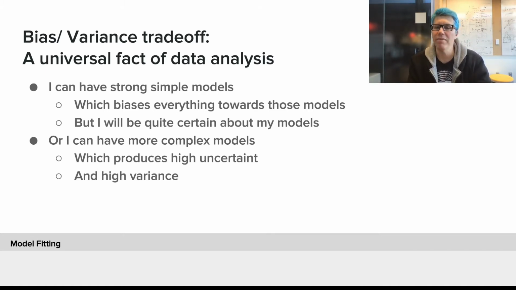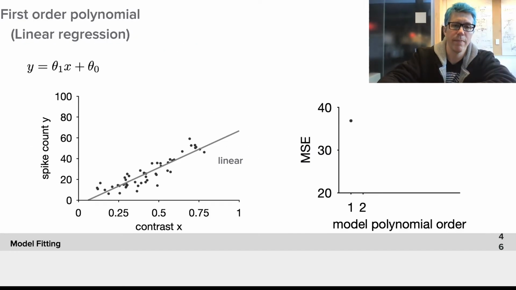But at the same time, everything will be biased towards my model. Whatever I see, I interpret it in terms of very simple models. Alternatively, I can have more complex models. Now that produces high uncertainty about the parameters of that, and therefore it produces high variance in the estimates that we have. Now, let's make this concrete.